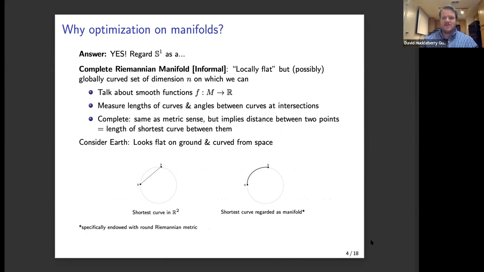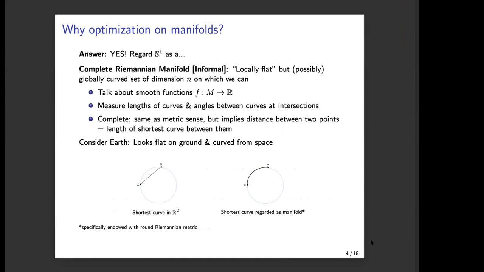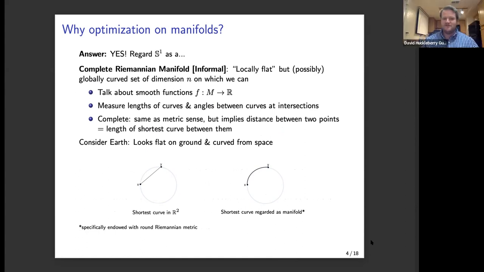Informally speaking, this is an object that is locally flat, but possibly very globally curved, of dimension n. And it has a number of really great benefits. So we can talk about smooth functions on these manifolds. We can measure lengths of curves and angles between curves at intersections. And also, we do need for at least our treatment today to talk about completeness. What's really important for us is that the distance between two points on the manifold is equal to the length of the shortest curve between the two points.